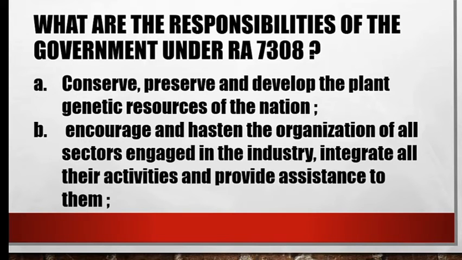These are the responsibilities under RA 7308. A is to conserve, preserve, and develop the plant genetic resources of the nation. The terms conserve and preserve are understandable. B is to encourage and hasten the organization of all sectors engaged in the industry, integrate all their activities, and provide assistance to them.